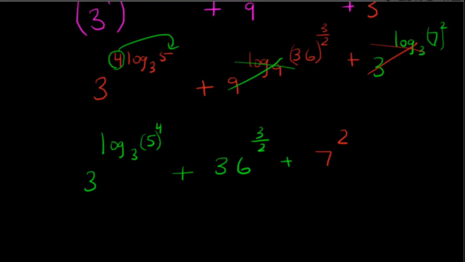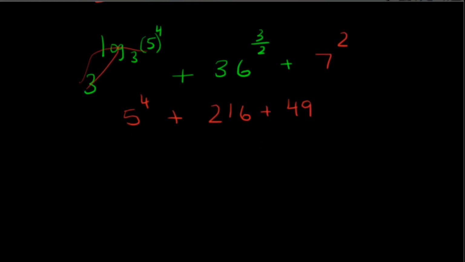Now, going back to the first term, I have 3 log 3, so that gets canceled. So I'm left with 5 to the 4th. 36 to 3 halves power, I do the square root of 36 is 6. Cube that is 216. 7 squared is 49. 5 to the 4th is 625. And 216 plus 49 is 265. I add these up and I get 890 is my final answer.